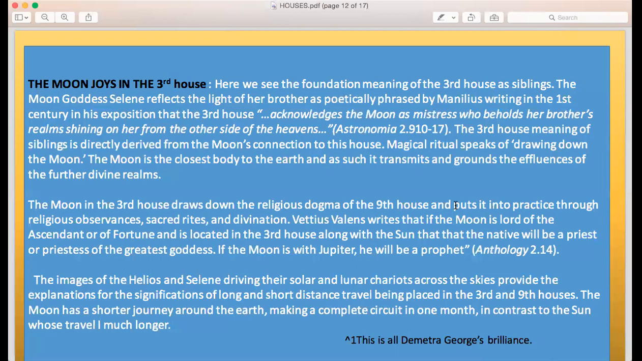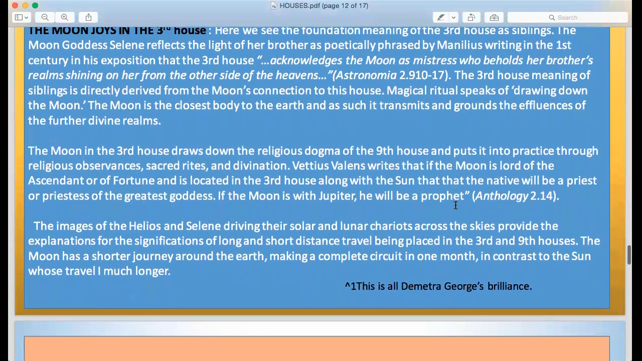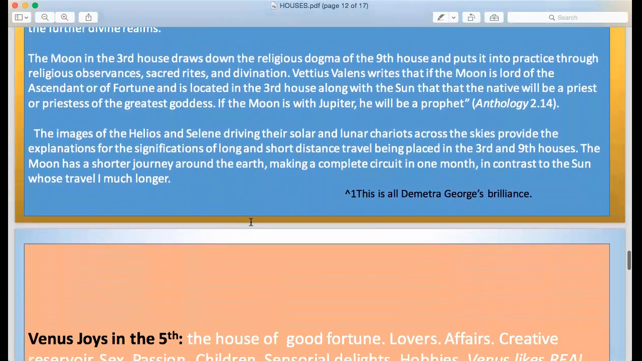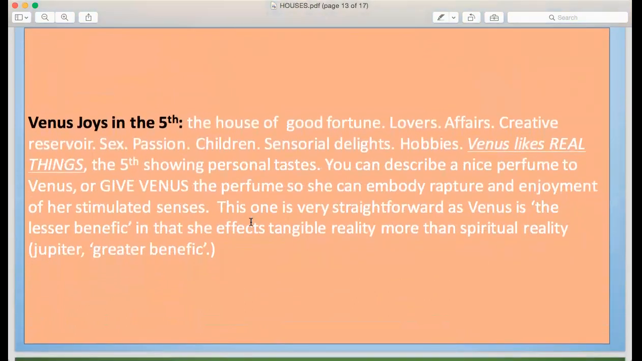The religious dogma and the heaviness of the 9th is totally evaporated and through the sacred rites and divination of the high priestess, right? In tarot, you go from the hierarchical, the high priestess card down below, and the 9th being like the Pope card, right? I forget what his name is. I'm totally blanking on the name. The teacher, the guru, that concept. So the images of Helios and Selene driving their chariots across the skies give you a good image of the sun and the moon and why they joy where they joy.